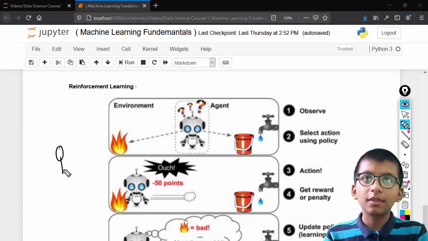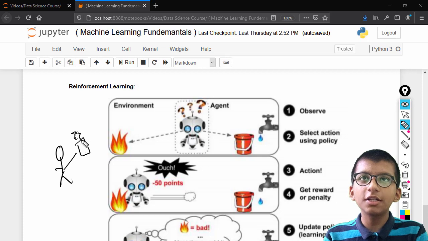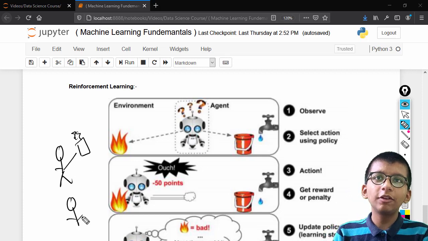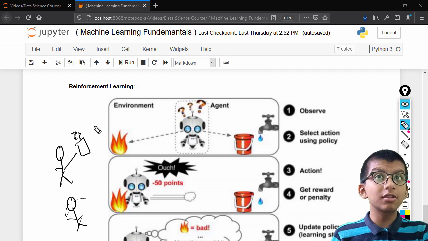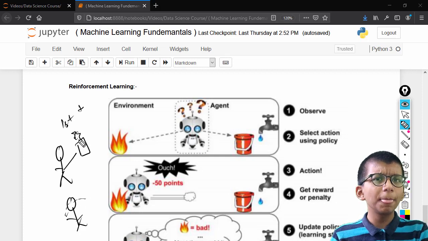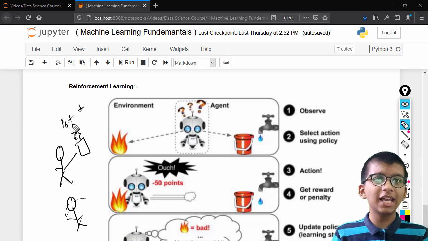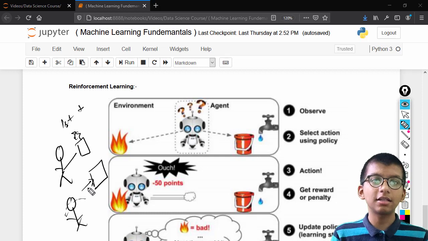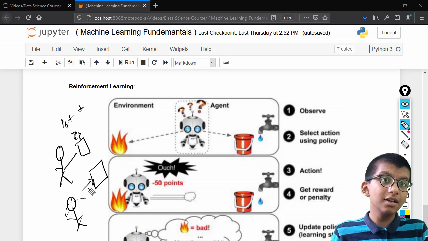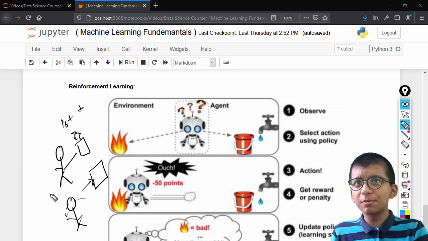The baby touches the hot jar, he cries, he feels hurt, and that was the first time he got the punishment. I think so, because he touched the hot jar and cried, which means he got the punishment. The second time he sees it, he does not touch the jar, so he does not feel hurt and he gets a reward. So we can relate this to machine learning also.